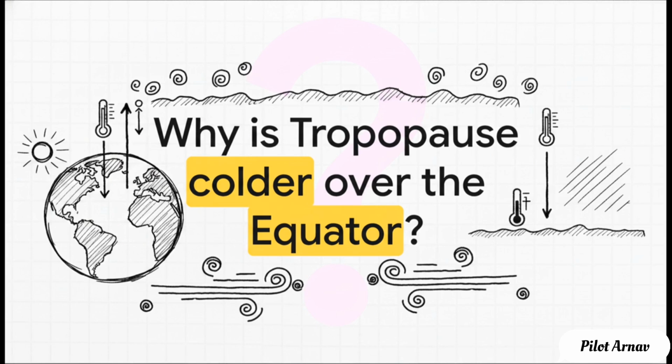Over the poles, though, the air only rises about 8 to 10 kilometers. So by the time the air reaches the top over the equator, it is significantly colder, hitting around minus 75 degrees Celsius. Also, you've got to watch out for abrupt height breaks in the tropopause around the 40 and 60 degree latitudes. That is exactly where powerful, turbulent jet streams love to hide out.